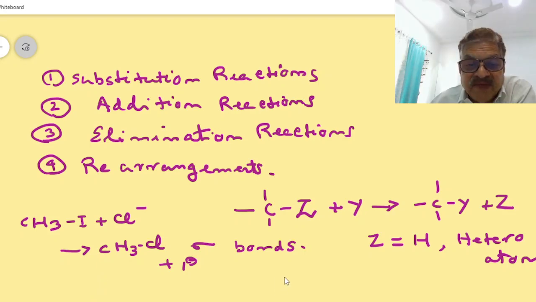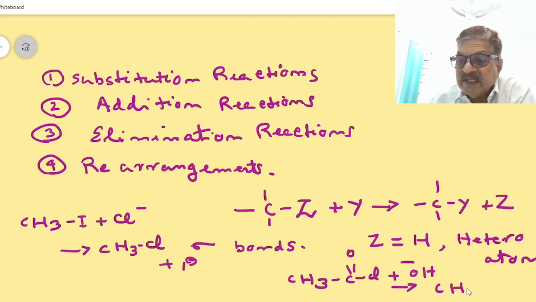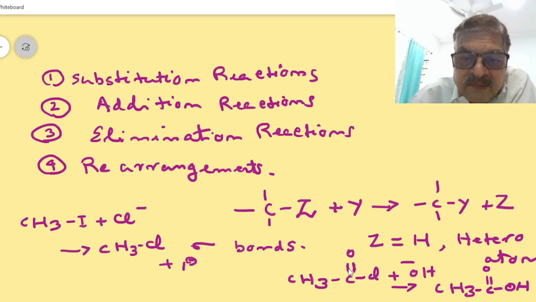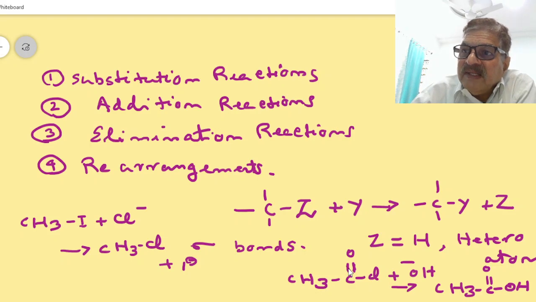In the same way, these are all substitution reactions: CH3COCl plus, say, hydroxyl ion. What will happen? This will give CH3COOH. That is, the chlorine is replaced by the OH group. OH replaces chlorine. So this is the fundamental thing about substitution: all single sigma bonds are involved. One sigma bond is broken, one new sigma bond is formed. So this is a substitution reaction.